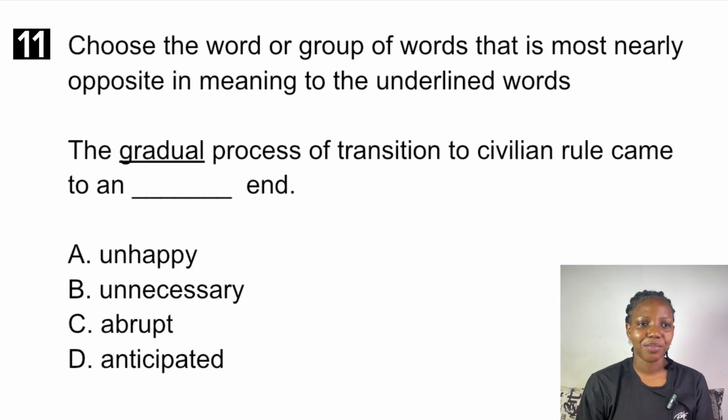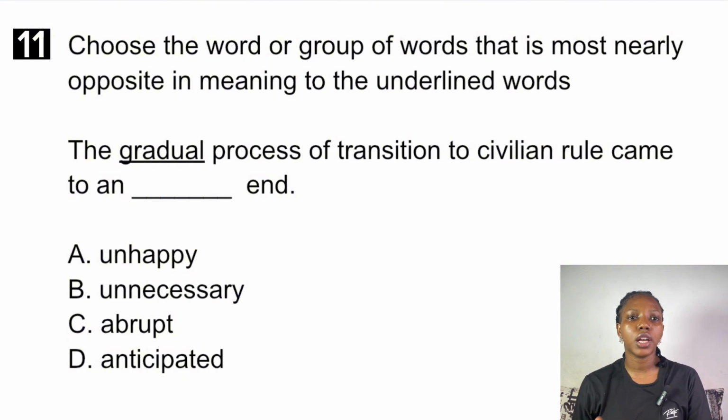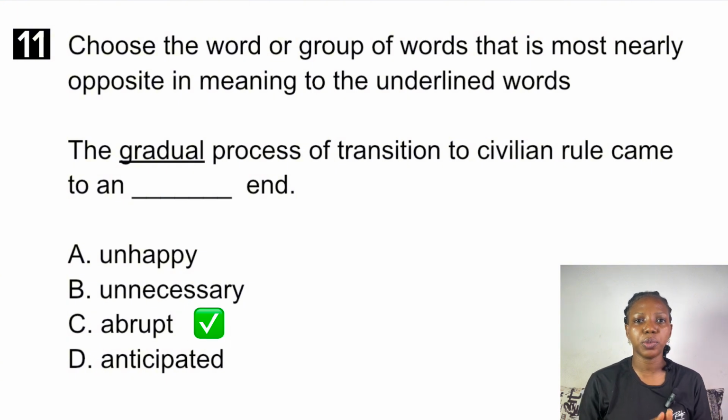Question 11. Choose the word or group of words that is most nearly opposite in meaning to the underlined word. The gradual process of transition to civilian rule came to a dash end. So gradual means changing slowly, okay? And we are looking for the opposite in meaning. Okay, so the answer to this question is option C, abrupt. Abrupt means sudden. So option C is the final answer to this question.